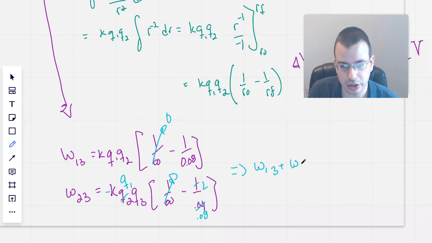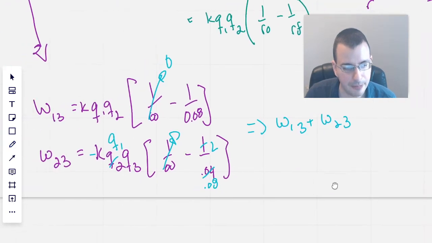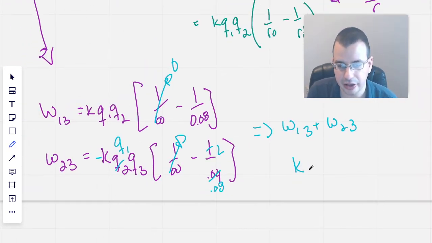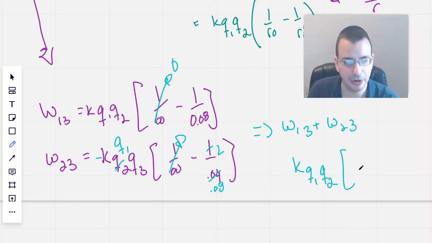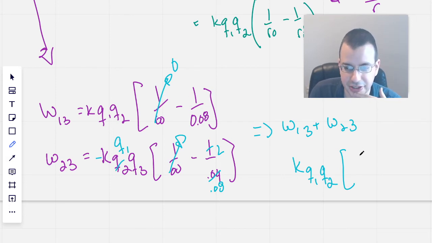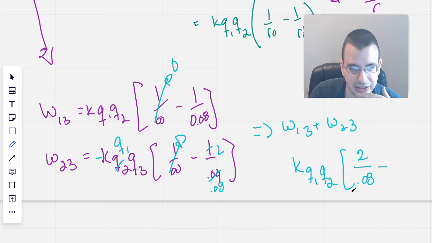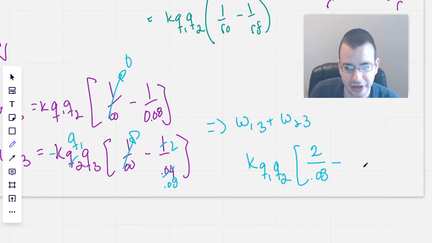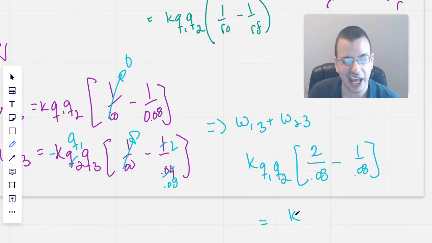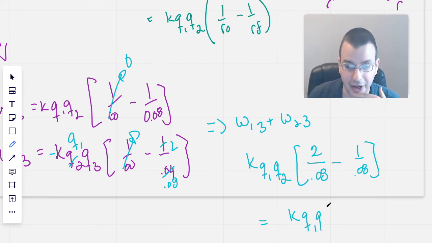W1,3 plus W2,3, the total work due to both particles, we'll say k Q1 Q3, and let's see if we pull this out, this will be negative, that'll be positive. We'll do 2 over 0.08, minus, I'm trying to keep all my minuses straight here, 1 over 0.08, which equals, and really I'm not too concerned about the sign because I'm going to check it at the end to make sure I get the right concept going. Q1 Q3, 1 over 0.08.